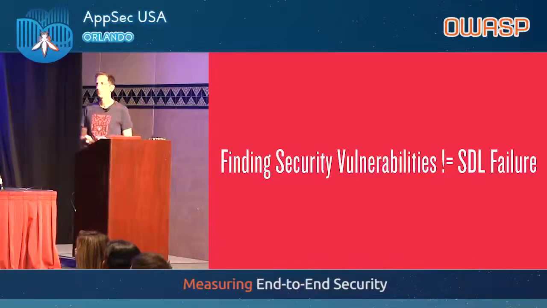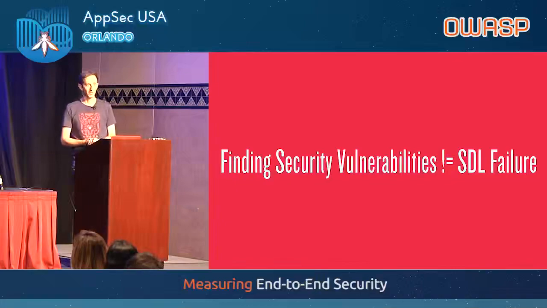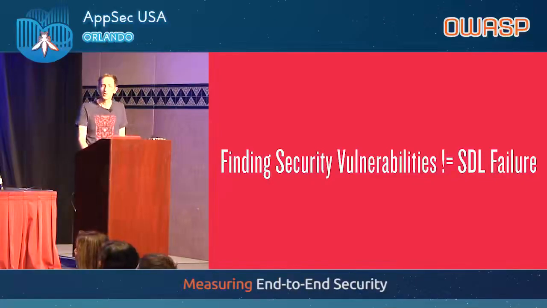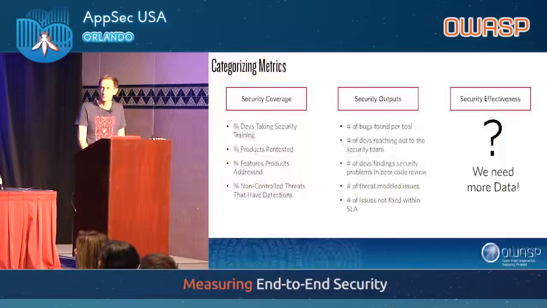And so the concept here is finding security vulnerabilities is not equal to a failure in our SDL. It's good. We want to get better at this. We want to find more. We want to add more. But we have to decide, what is a failure in our SDL? And so we started categorizing our metrics. So we have security coverage, we have security outputs, and security effectiveness.